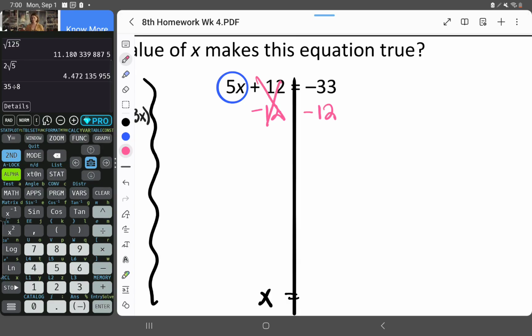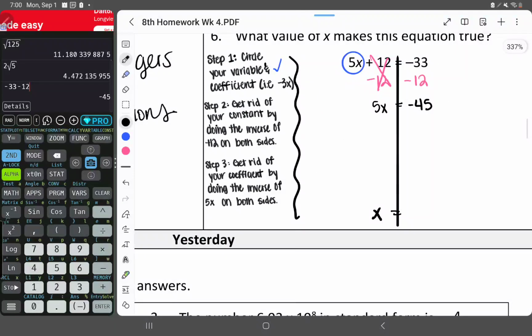So these are going to cancel out, and that leaves me with 5x. Now in my calculator, I'm going to do negative 33 minus 12, which gives us negative 45. So that was step 2.